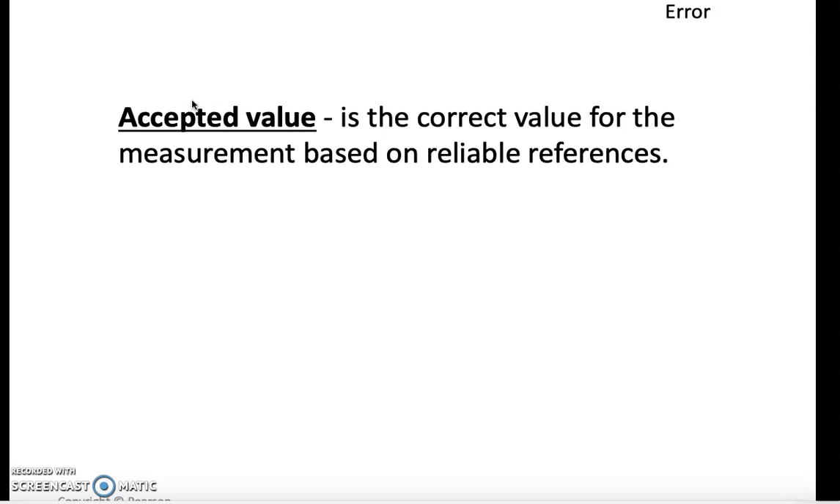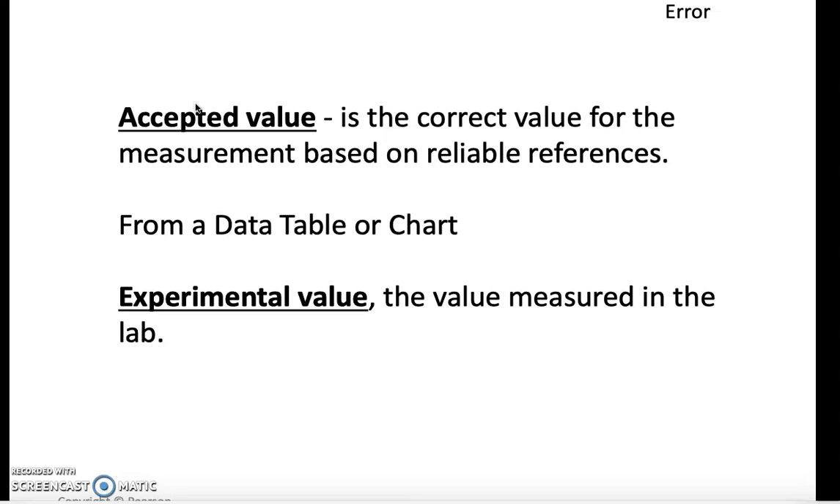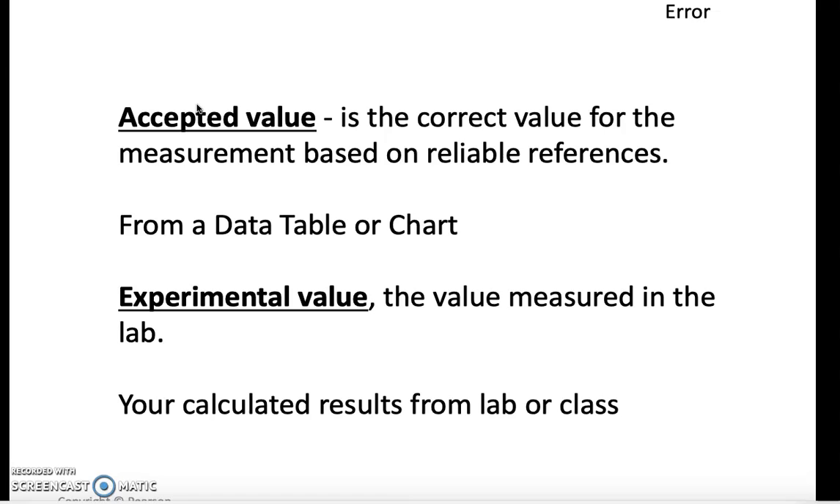Okay, let's look at error and percent error calculation. Now, there's a value called the accepted value. The accepted value is the correct value for the measure based on a reliable reference. It is going to be from a data table or a chart. Okay, then we have an experimental value. As it says in its name, the value measured in the lab. This is going to be your calculated results from lab or class.